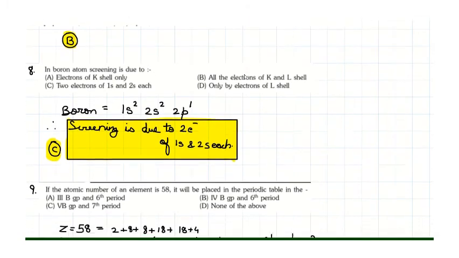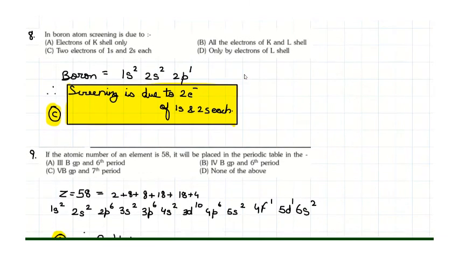In the eighth question, we have to give the statement which tells us why in boron atom screening occurs. Now boron electronic configuration is 1s2, 2s2, 2p1. Thus the screening of the electron in 2p1 is due to 2 electrons in both 1s and 2s. Thus option C is the answer.